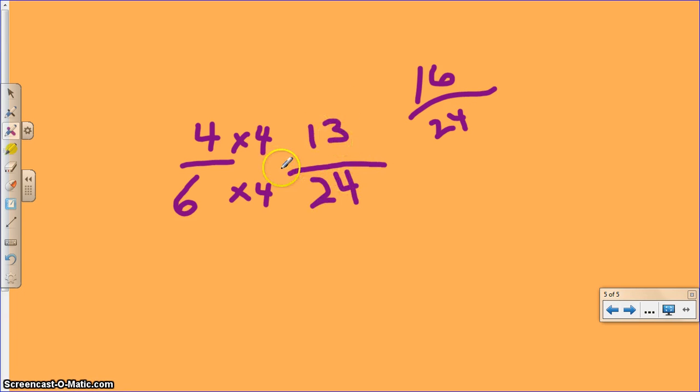Now that we look at this, I want you to think about this for a second. What does this help me decide now? Which one of these fractions is bigger? Is it 4/6, which equals 16/24, or is it 13/24? Think about that, and we'll talk about it tomorrow.